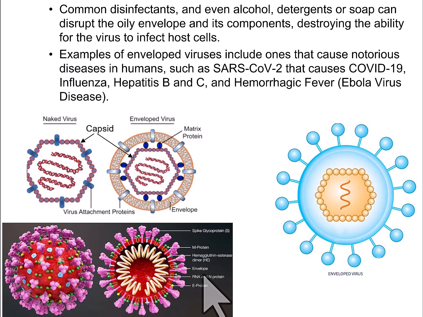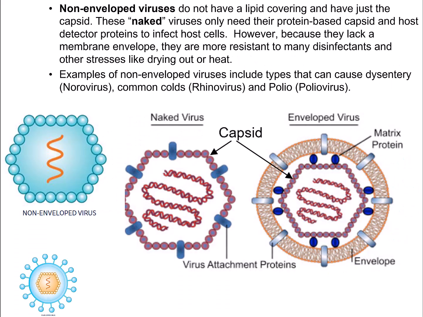Examples of enveloped viruses include ones that cause notorious diseases in humans, such as SARS-CoV-2, which causes COVID-19. We have the influenza virus, hepatitis B and C, hemorrhagic fever, or the Ebola virus. And these are examples that you don't need to memorize, but they just give you an idea of the type of viruses that have these envelopes.